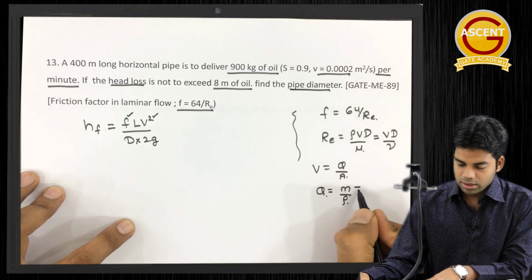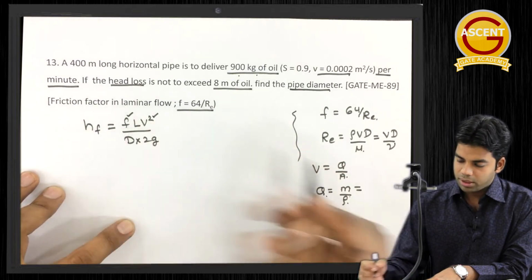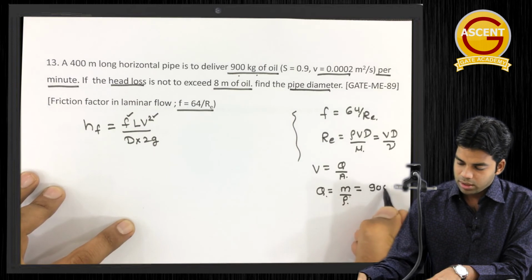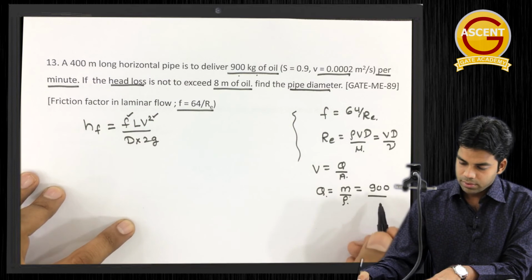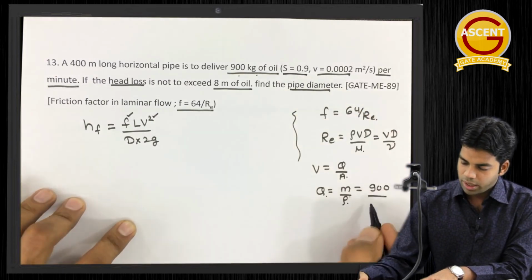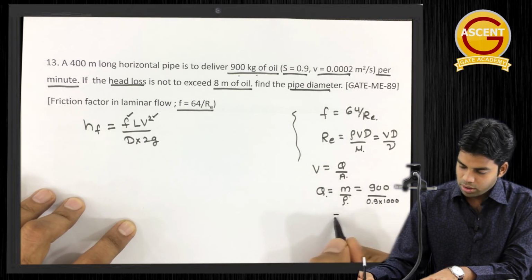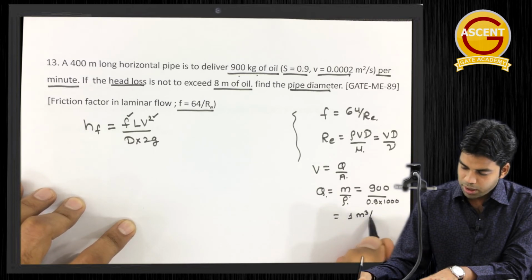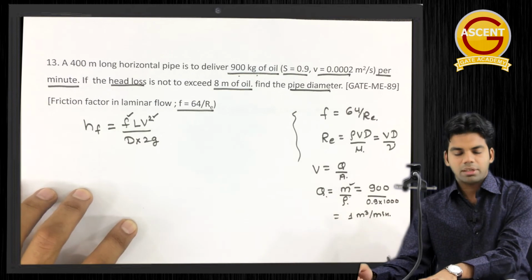Now what is this mass? This mass flow rate is 900 kg per minute. So this will be 900 kg per minute divided by the density, which is, S is given as 0.9. So density is 0.9 into 1000, which is again 900 into 1000. So this will be 1 meter cube per minute. This is in meter cube per minute. Why? Because mass is in meter cube per minute.